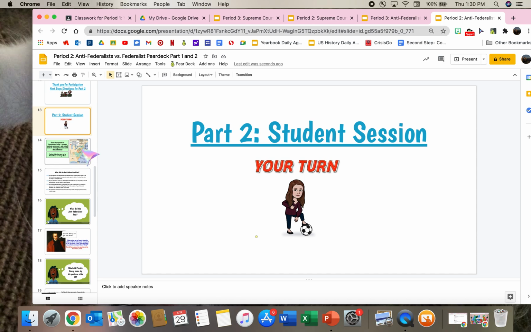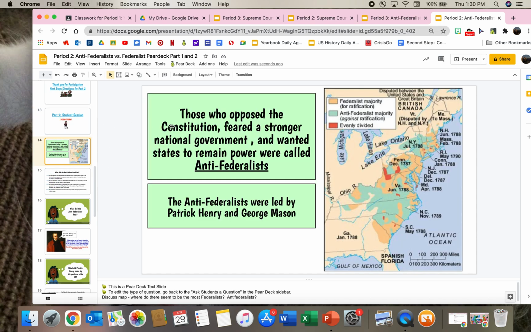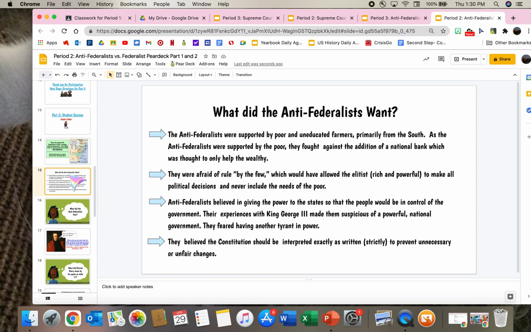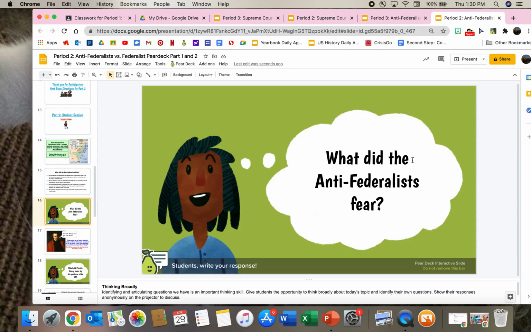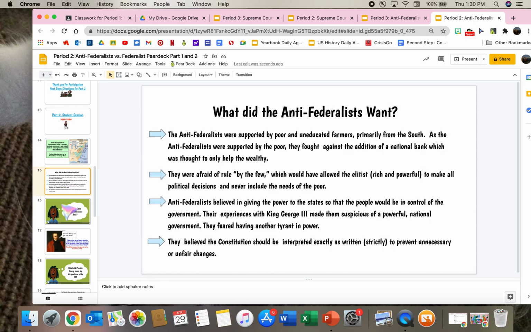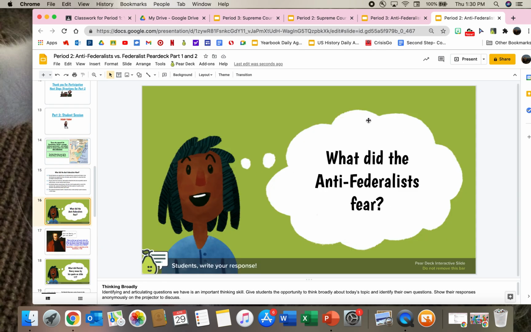So when you get a slide like this, the first slide that you're going to do, you're just reading this slide, but it's really important that you're reading all of the information on slides 15 and 14, because on 16, you're going to have to answer a question about that information. You'll be able to go back, but just know that you find your answers within those slides, so it's really important that you're reading those. It's going to ask you, what did the Anti-Federalists fear?